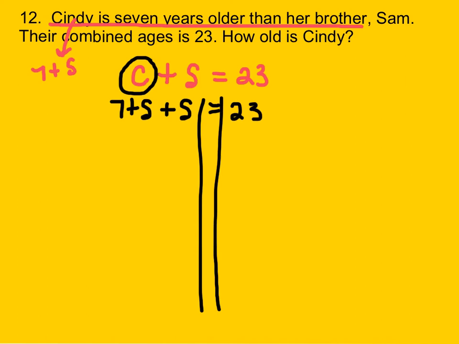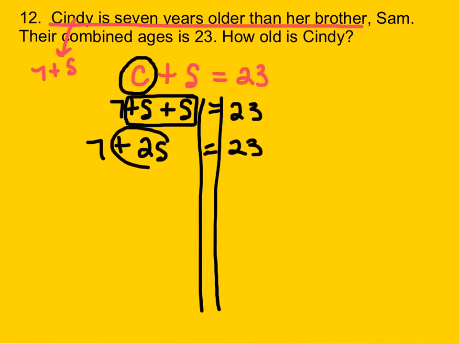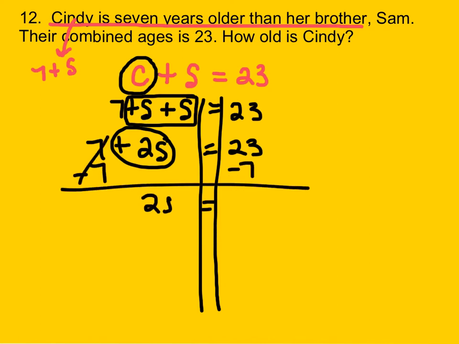All right, so on the left side, we need to combine some like terms first. 1s plus 1s is 2s. Bring down the plus 7 in the front, and the equals 23. So now let's solve for s. Circle the term with the variable. Get rid of the 7. 23 minus 7 is 16. And then divide by 2. So S is equal to 8. So Sam is 8 years old.